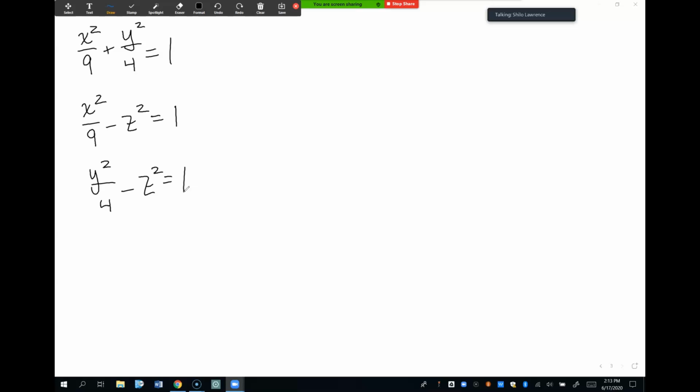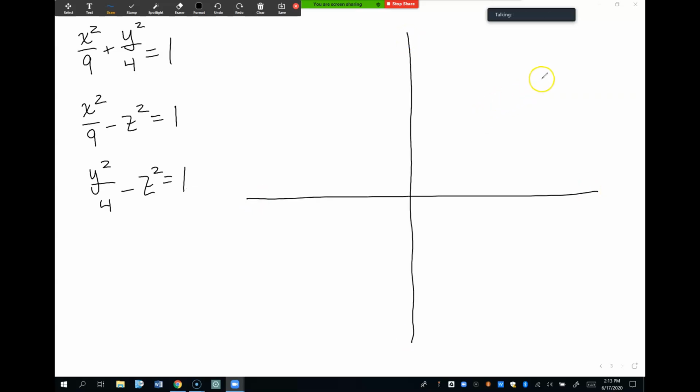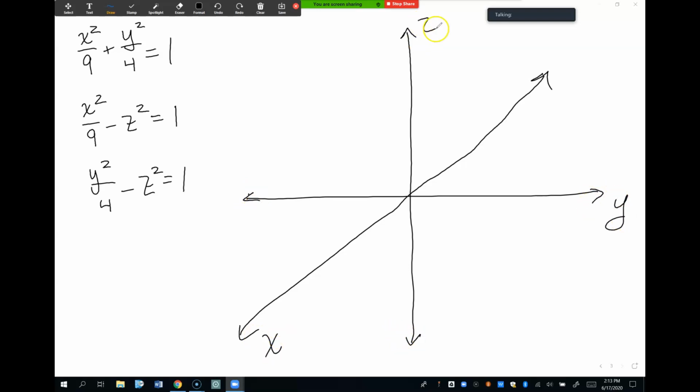So we've got x squared over 9 plus y squared over 4 equals 1. That was our xy trace. And then we had x squared over 9 minus z squared equals 1 was our xz trace. And then y squared over 4 minus z squared equals 1 was our yz trace. And I think if I use some different colors, it might look a little nicer. All right, so the first one we said is an ellipse.